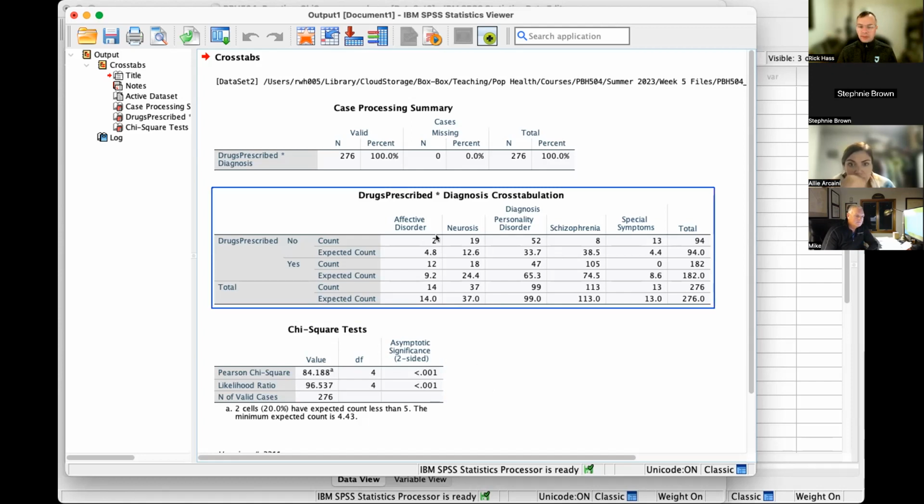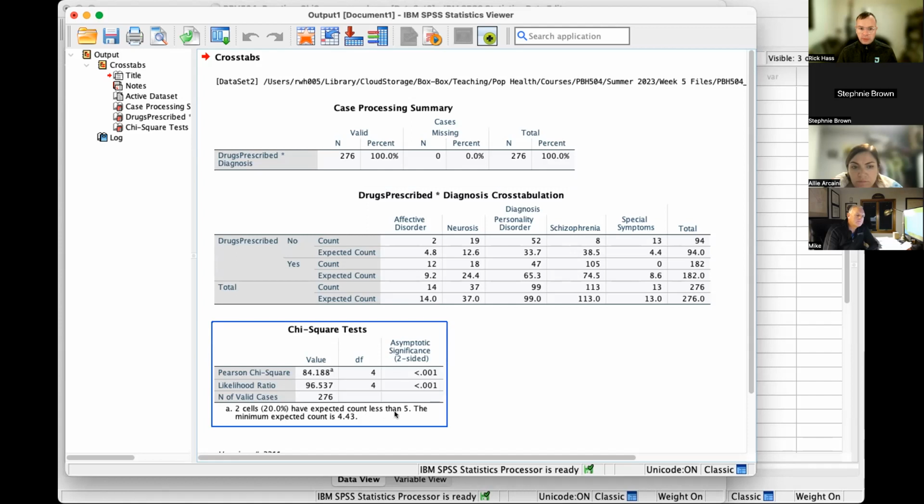Now it's harder to see here, because it's like, what's going on? The way to eyeball it is, for each cell, if I'm looking at the count versus expected, the numbers are, especially for schizophrenia, very, very different. For the no's, and not so much for the yeses, but definitely for the no's. So it looks like many fewer schizophrenics than expected were not prescribed drugs.